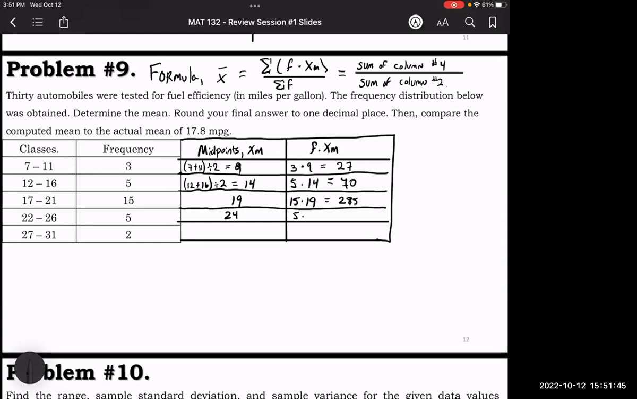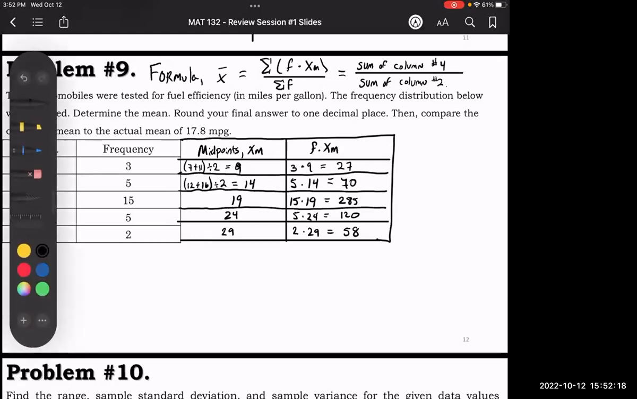Okay. So we take 5 times 24. What would that be? 120. And then for your last class, 29. And then we do 2 times 29. 58. So informally, what does the formula say? What do you tell grandma to do? That's right. You tell grandma to take the sum of column 4, and then you divide by the sum of column 2. So I'm just going to create an extra box for my sums.